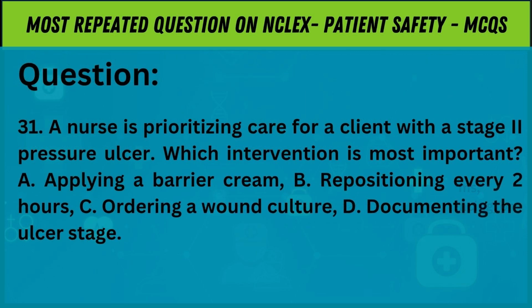31. A nurse is prioritizing care for a client with a stage 2 pressure ulcer. Which intervention is most important? A. Applying a barrier cream. B. Repositioning every 2 hours. C. Ordering a wound culture. D. Documenting the ulcer stage.